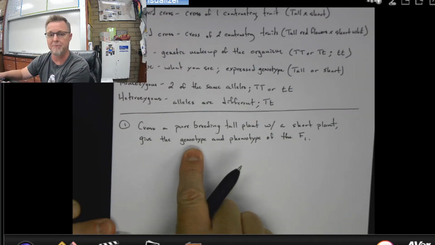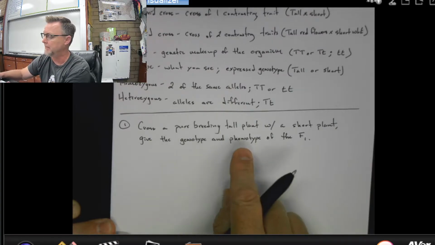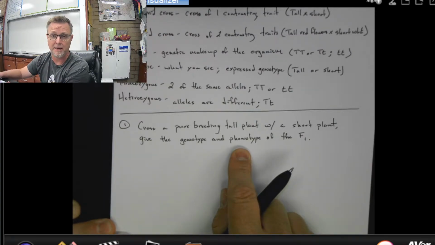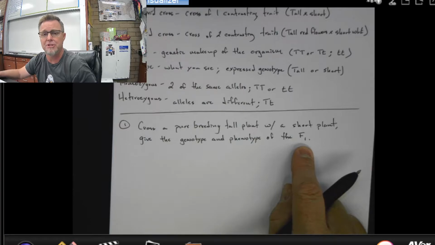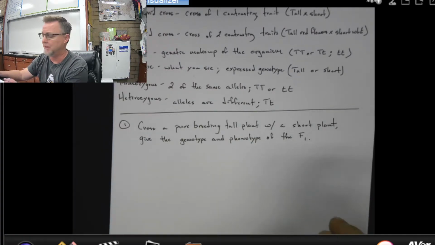The genotype would be the genes of the offspring, and the phenotype would be what they look like. Okay? And those will come out as ratios. F1 stands for filial 1, which basically means that first generation that are produced from these parents. So how do we set this all up?